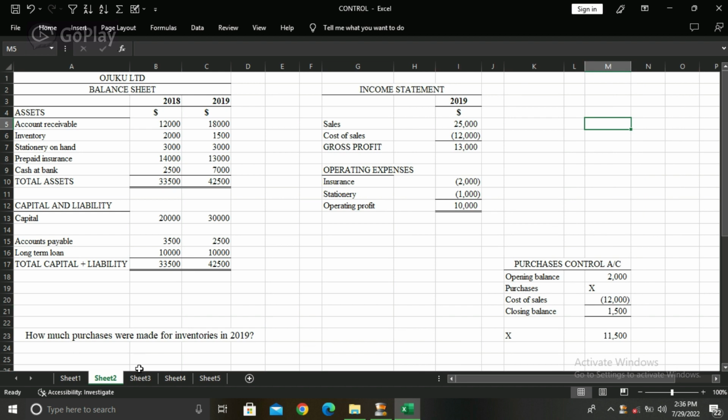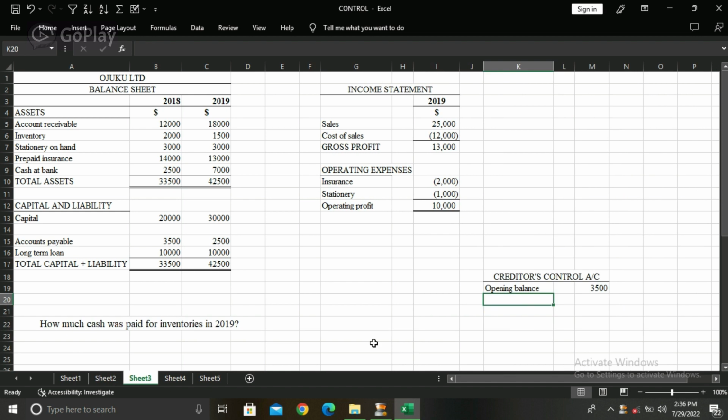That is why I was saying that in case you were not asked to calculate for the purchases, definitely you have to do it before you move on. So here we add the purchases that were made during 2019. So we have 11,500. Then after knowing the purchases that we made from them, how much did we pay them during the year? Have we paid them something? Definitely we don't know. So we just represent it with X.